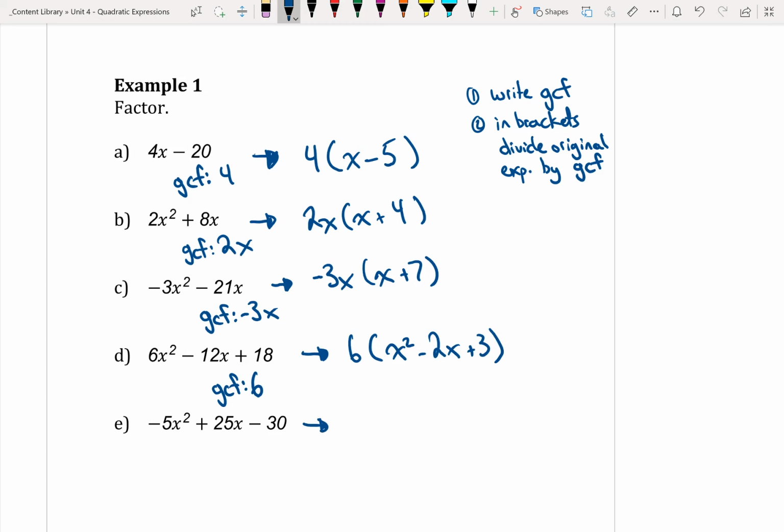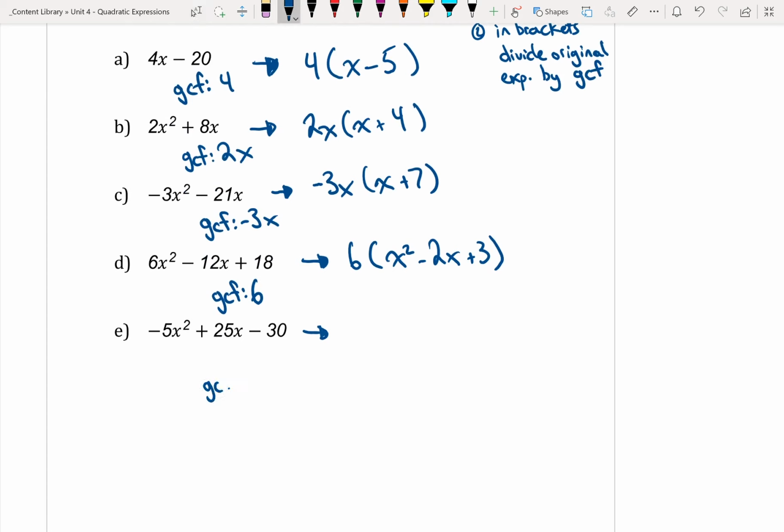And then finally, for the last one, I'm looking for the greatest common factor between all 3 terms. It will be negative 5. The reason I'm taking negative 5 is because that's the sign on the x squared value. So I'm looking for that sign as well. So negative 5 is my greatest common factor, and then I'm going to divide every term by negative 5. So I'll be left with x squared minus 5x plus 6. So that is my factored version.